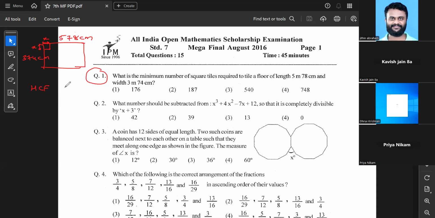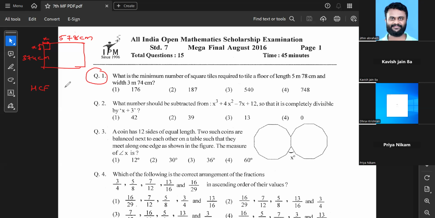Sir, I got option 2. So you feel 187 is an HCF for 578 and 374? Okay. I'll wait for a couple more seconds for the others to try. Are you sure 578 is divisible by 187? I actually doubt that. Oh, sorry, number of tiles. Oh, my bad. Yes, sir.